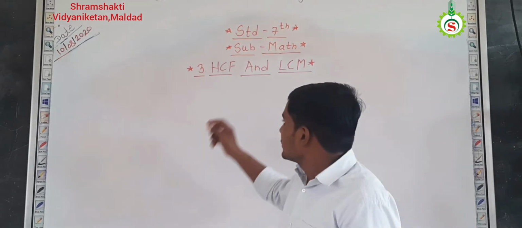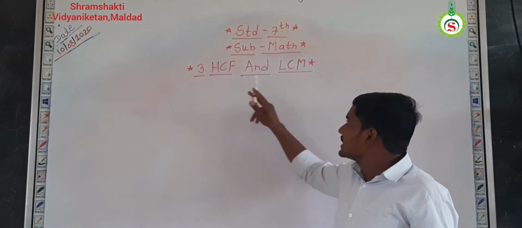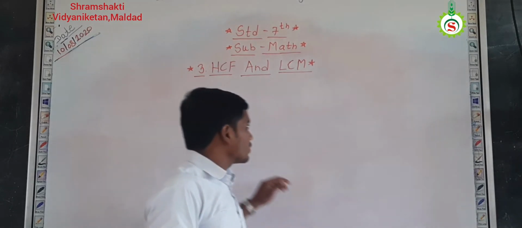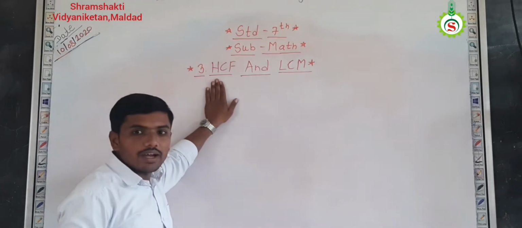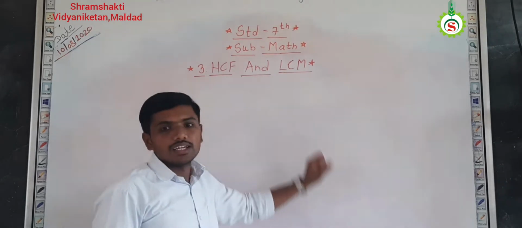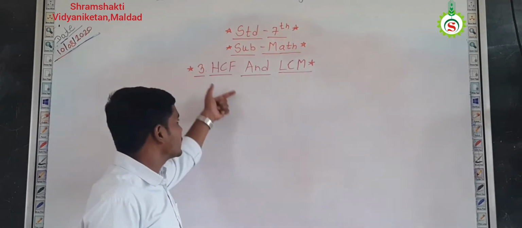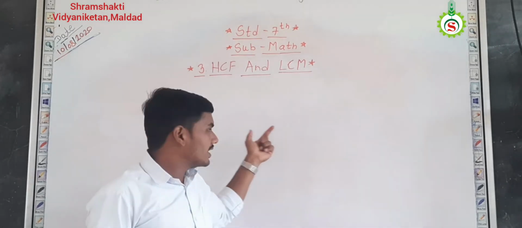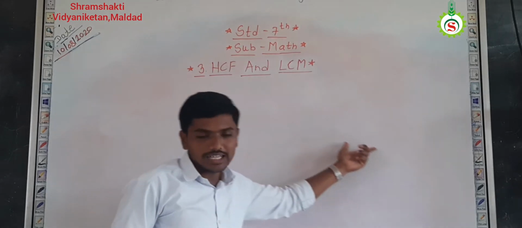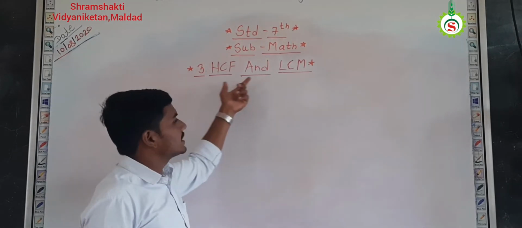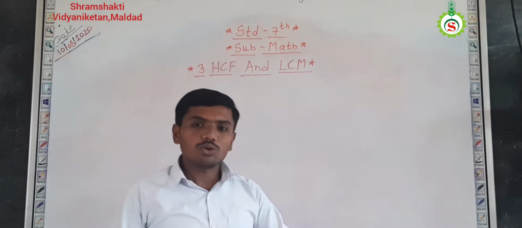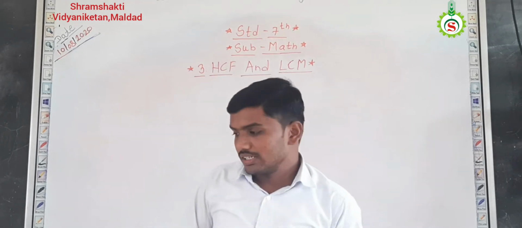So friends, we have learned how to find out HCF and how to find out LCM. In today's lecture, we have to find out some more additional information about HCF and LCM. Now we are able to find HCF and LCM of any numbers. If 2 numbers are there, we can find HCF and LCM, and if 3 numbers are there, we can also find HCF and LCM of those 3 numbers. In today's lecture, we are going to see one more topic.